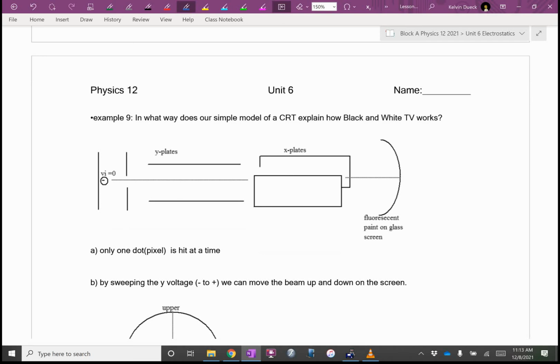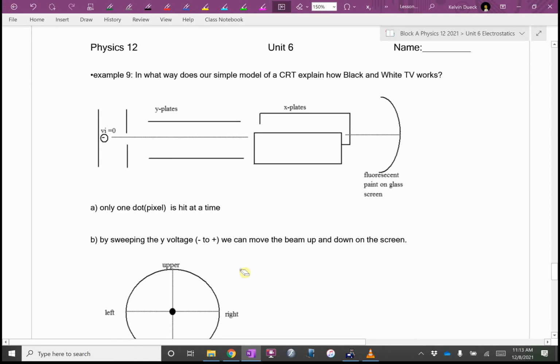So how does this explain how an old style black and white TV works? It's pretty simple. We have a fluorescent paint on the inside of the screen. When it gets hit by an electron, it will glow. How fast the electron is traveling determines whether it glows bright, glows gray dimly, or not at all. So this is how you could not only get black and white, but shades, by controlling this voltage, how fast it traveled, and then this voltage allows you to change where it hits.